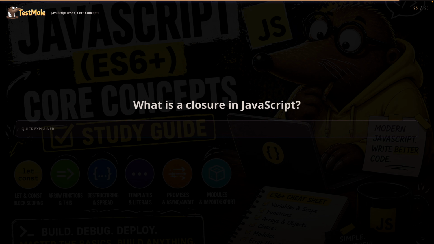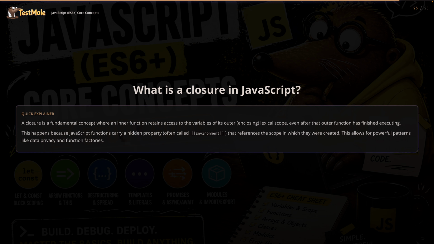What is a closure in JavaScript? A closure is a fundamental concept where an inner function retains access to the variables of its outer, enclosing, lexical scope, even after that outer function has finished executing. This happens because JavaScript functions carry a hidden property, often called environment, that references the scope in which they were created. This allows for powerful patterns like data privacy and function factories.